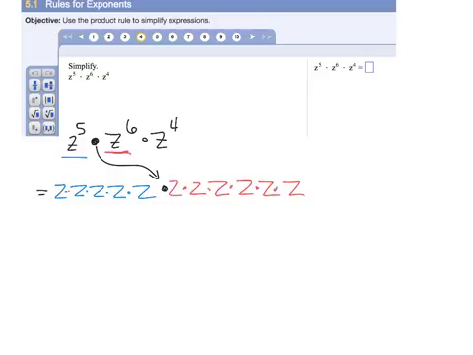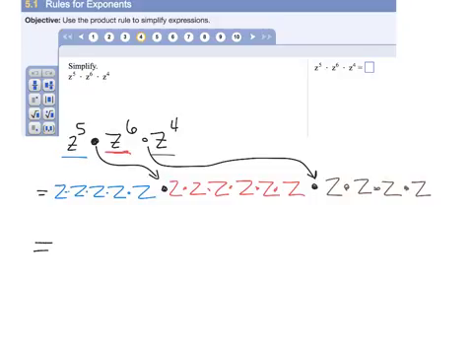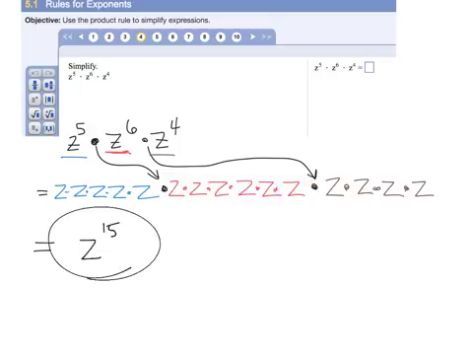And then we have this times comes here. And then we have z to the 4th. So z, z, z, z. That's tons of writing, but that's how you do it, right? Now, what do we have? Well, we have all of these z's being multiplied together. So what is that all together? That's 15 z's. So our answer is z raised to the 15th power.